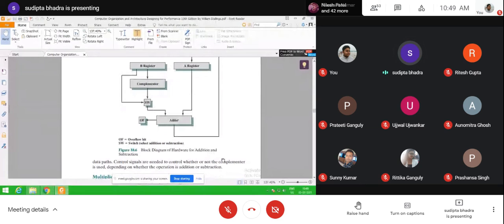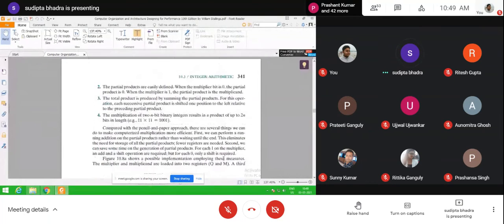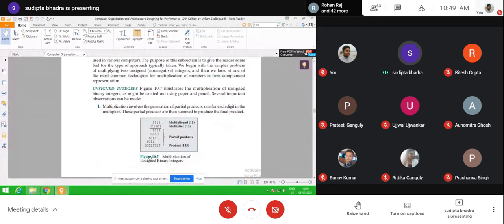Now in case of multiplication, this is a normal case of binary multiplication. The multiplicand is multiplied by each and every bit of the multiplier. If the multiplier bit is 1, then the multiplicand will be present in the partial product. If it is 0, then zeros will be present in the partial product. At the end we sum up and get the product.